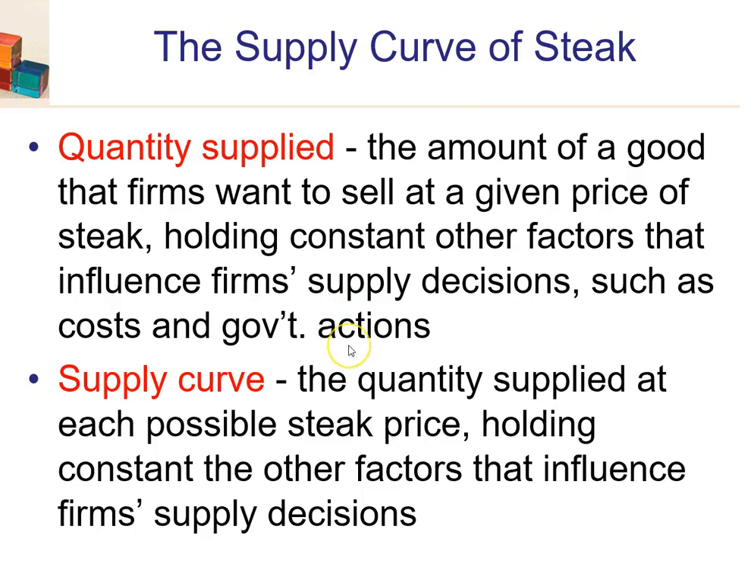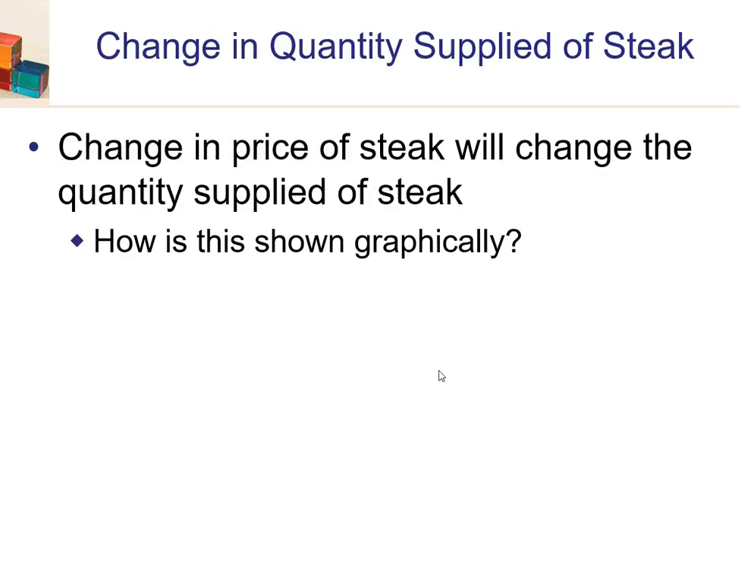A supply curve will show you the quantity supplied at every possible steak price. Again, holding every other factor constant. So how do we show a change in the quantity supplied of steak? Well, you can show this graphically simply by changing the price of steak. This will change the quantity supplied of steak.